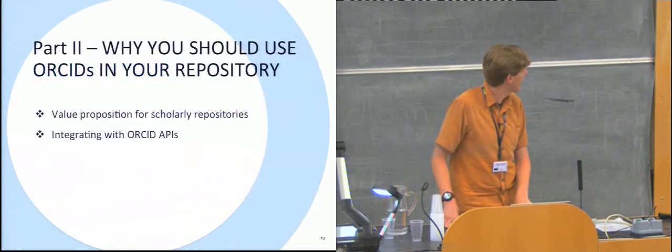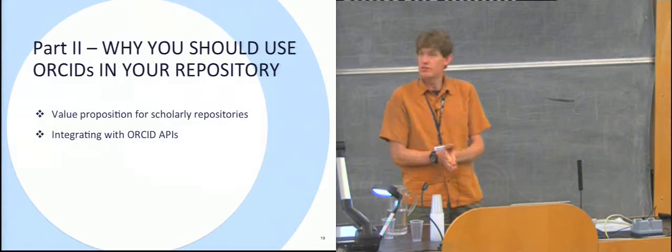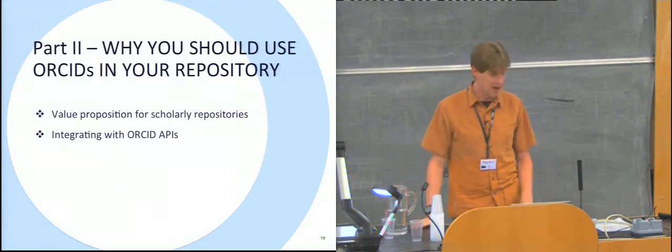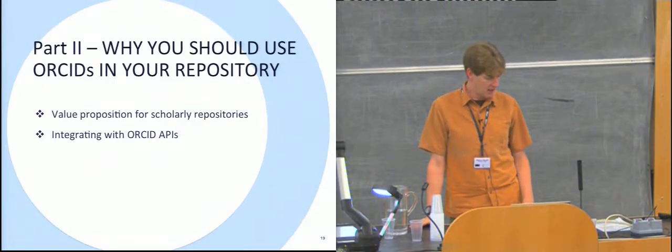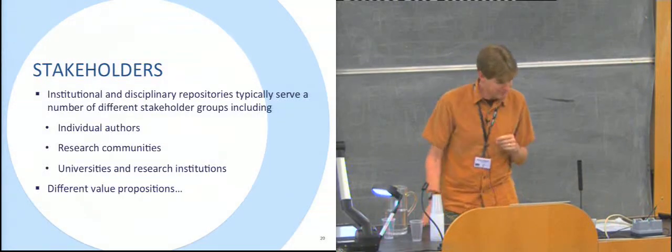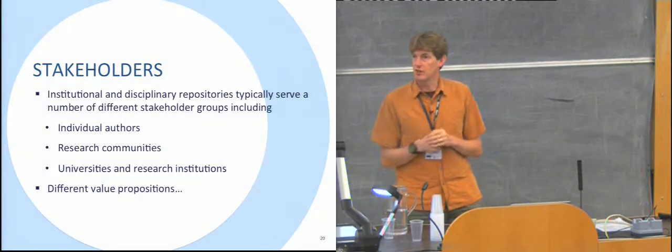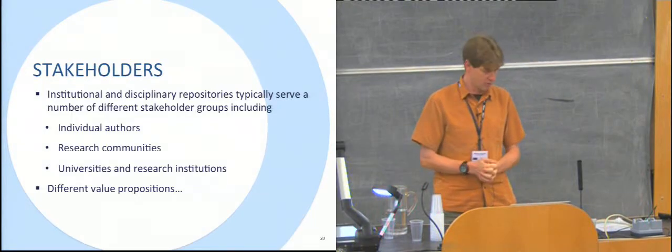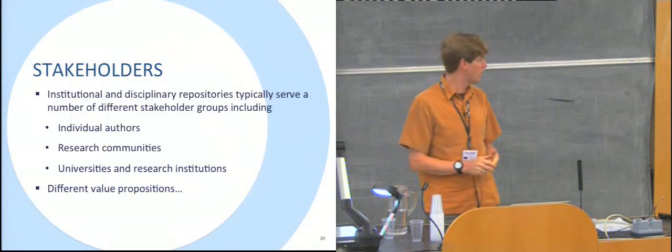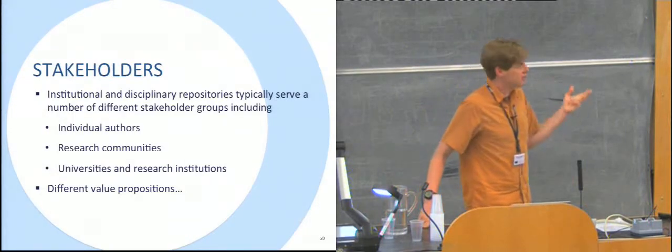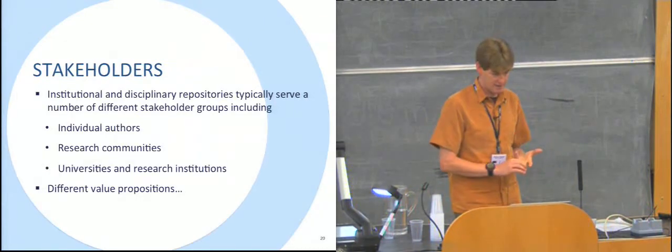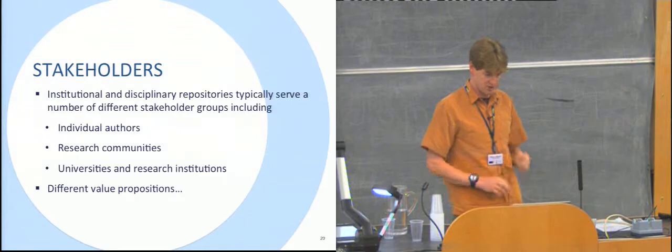And now, why should you use ORCID in your repository? I'll spend a few minutes talking about value propositions for a few of the stakeholders in this space, and then I'll go through the interactions from a repository point of view enabled with both the Tier 1 and Tier 2 APIs. So one can pull out a number of different stakeholders in the institutional and disciplinary repository space. I'm going to talk about three here, which I think are pretty easy to see. There's the author, the creator. There's the research community, which is really a set of readers. And then there's the research institutions themselves.